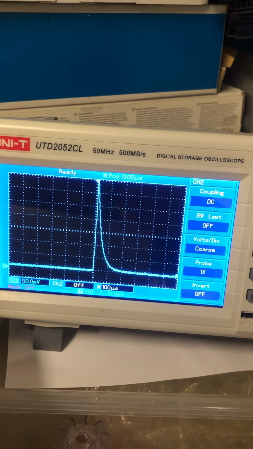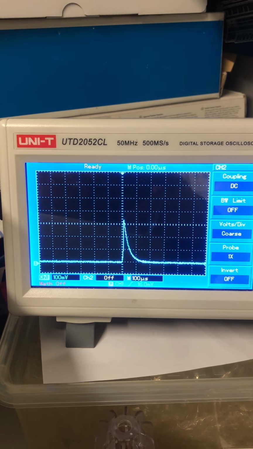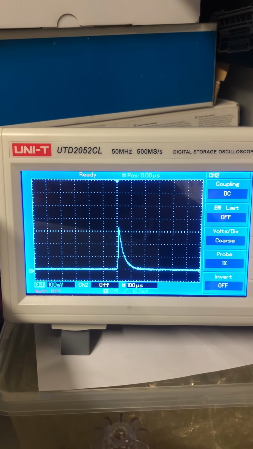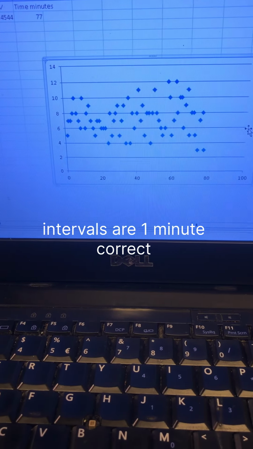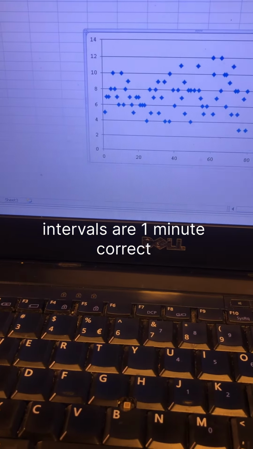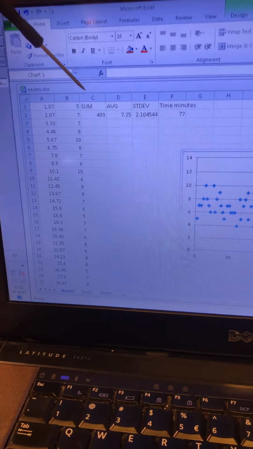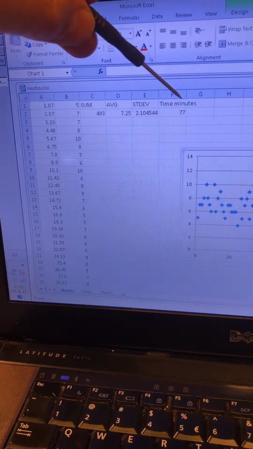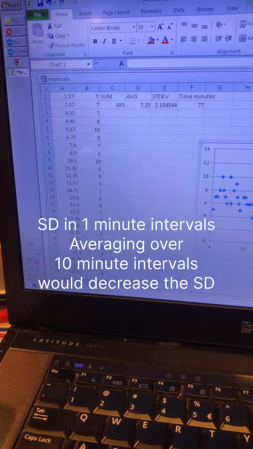We have nice pulses, 4 to 10 pulses per minute. We need to collect statistics over a long time, in 1 second intervals. We have from 4 to 10 or 12 counts, and the sum of clicks is about 500 times 77 minutes, average 7.2, and the standard deviation is quite large.